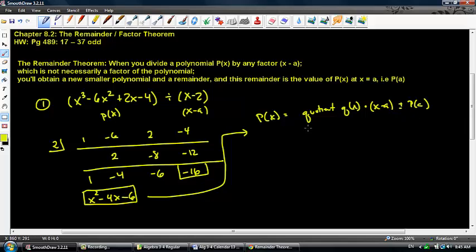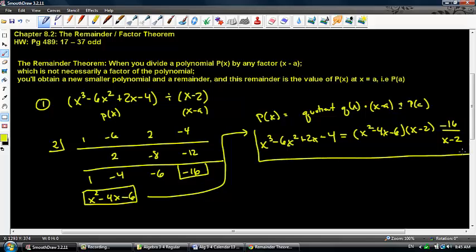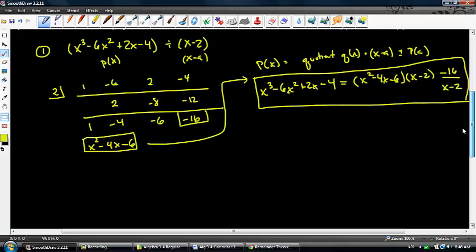Okay, so let me show you what that looks like in concrete terms. My p of x is going to be x to the third minus 6x squared plus 2x minus 4 is going to equal my quotient, so x squared minus 4x minus 6, times my binomial, so x minus 2. In this case, since my remainder was negative 16, it'll be minus 16 over the original divisor. Okay, and this will be my answer right here. And we will get into what this means in a second, but for now I just need you guys to know that that's what we're doing.